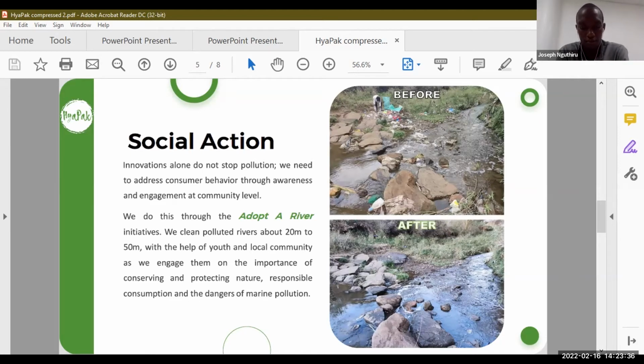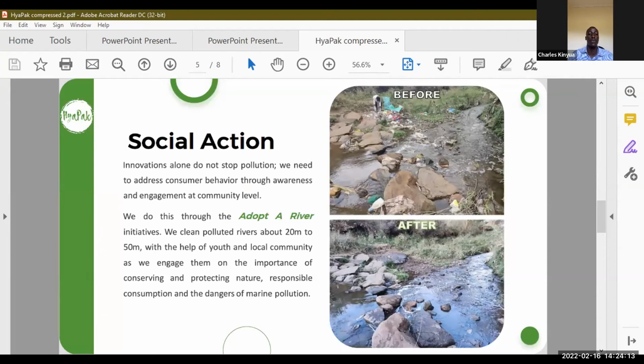Now as we handle the social action, we realize that innovation alone cannot solve the problem of pollution. We need to address consumer behavior, because human consumption has become an issue to us. So how do we address these problems we're experiencing today through social action? One thing we do is we started initiatives like Adopt a River, especially in Nairobi. We do river cleanups where we select a section of between 20 meters to 50 meters.